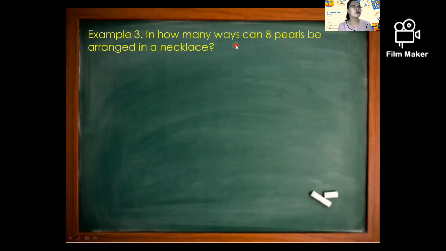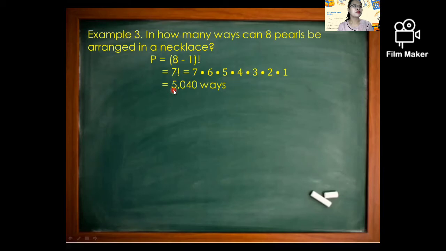Example number 3. In how many ways can 8 pearls be arranged in a necklace? So value of n is 8. So that is simply permutation is equal to 8 minus 1 factorial. 8 minus 1 is 7. So that is now 7 factorial. So that is also the same with 7 times 6 times 5 times 4 times 3 times 2 times 1. Then simplify. 7 factorial is equal to 5,040. So therefore, we have 5,040 ways to arrange the pearls in a necklace.